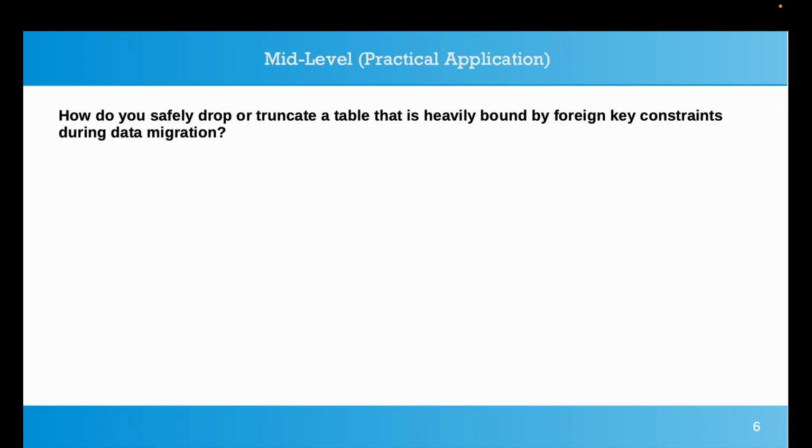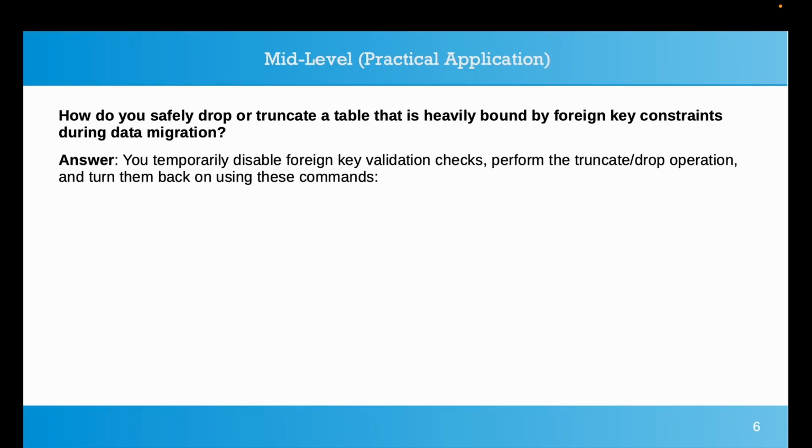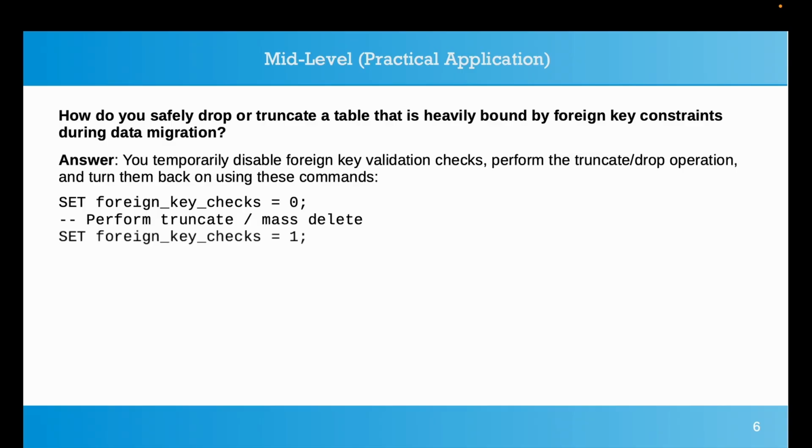Now, how do you safely drop or truncate a table that is heavily bound by foreign key constraints during data migration? In this case, we need to run a few commands. The commands are set foreign key checks equals to 0, perform the truncate or mass delete, and then set foreign key checks equals to 1. So we have to put it as foreign key checks equals to 0, then after performing the truncate or mass delete, we should set it to 1 again.